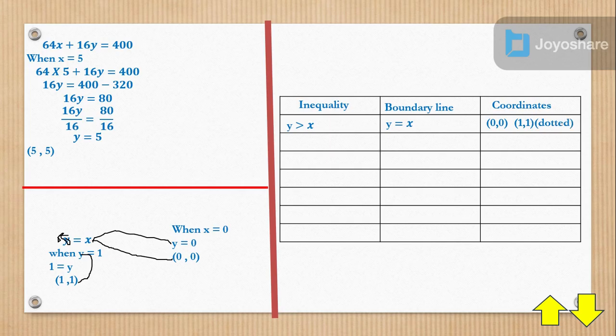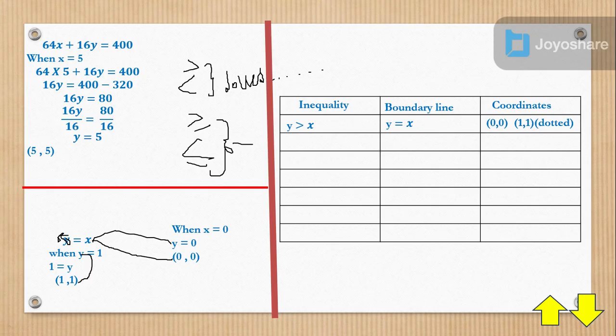Now, why are we saying that it is dotted? We all know that lines in this format, all these lines here, we use a dotted line. And lines which are like this, or like this, we use a solid line. A solid line means it should appear like that. A dotted line means it should appear like this.